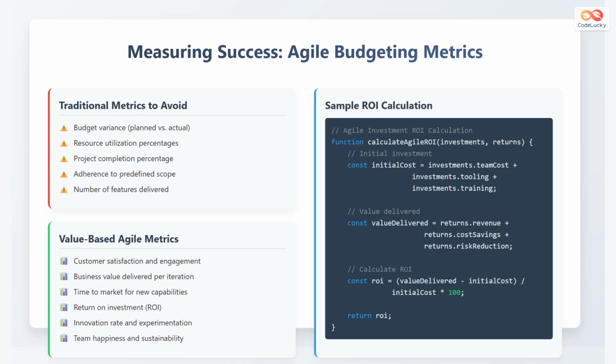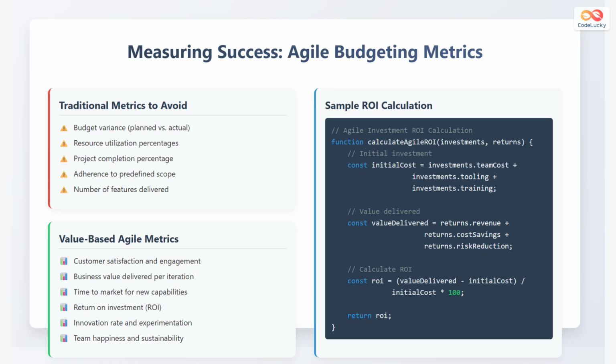Instead, use value-based Agile metrics, including customer satisfaction and engagement, business value delivered per iteration, time to market for new capabilities, return on investment, innovation rate and experimentation, and team happiness and sustainability. Here's an example of how to calculate return on investment in an Agile investment.